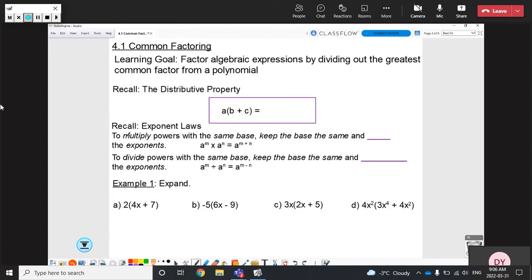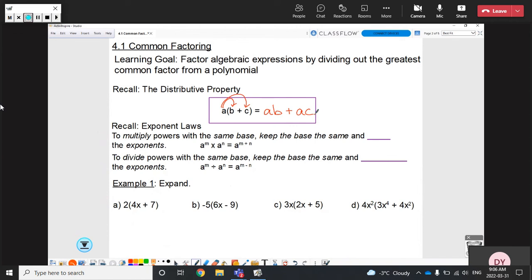So, do you remember the distributive property? Absolutely. You know that we take this number out front of the brackets and multiply it by the things in the bracket, right? We're going to go A times B and then A times C, and we get AB plus AC. We get something like that? Yeah. And I know you even know FOIL at this point, so that's great too.